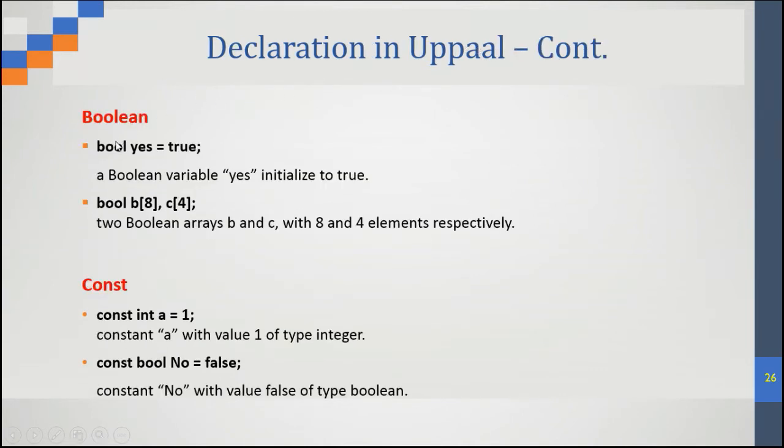The Boolean also takes the value true or false. As we said, the keyword here is bool. In this first declaration, we declare a variable whose name is yes, and the type is Boolean, and the initial value is true. Here we declare two arrays, P and C. The first array takes 8 elements of Boolean, and the second array has 4 elements of Boolean.